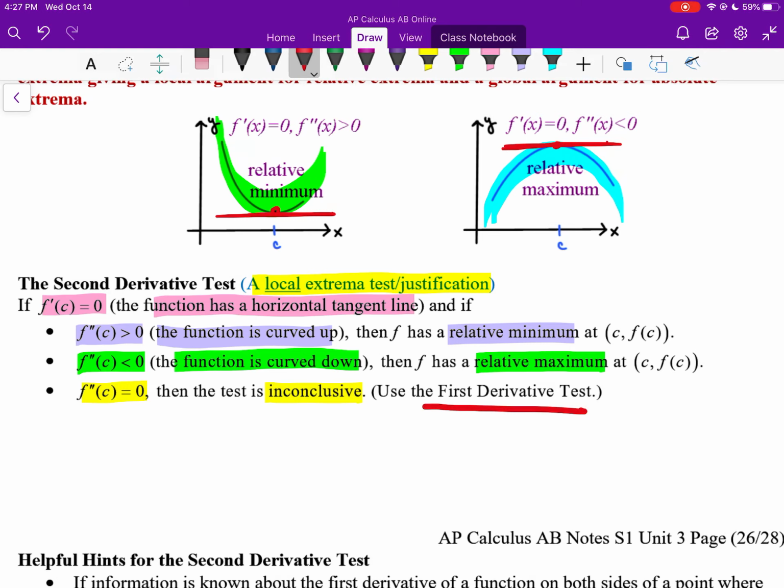That said, when does this come into play? Sometimes you don't know what the values of the first derivative are on both sides of a particular point, but you do know the value of the second derivative at the particular point. This is the perfect way to use the second derivative test. And the second derivative test works super well if you don't know what happens on either side, but you do know the value of the first derivative and the second derivative at the point.